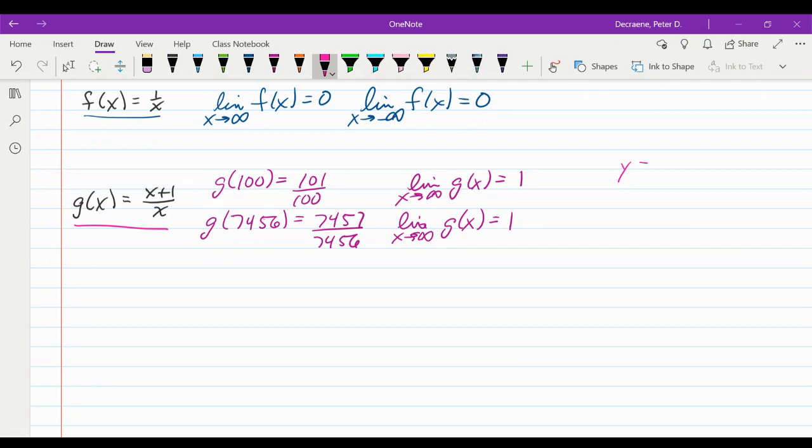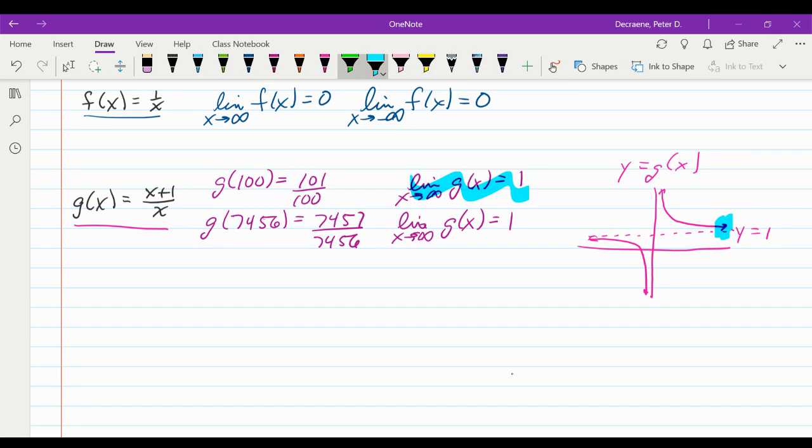If we were to graph y equals g of x on Desmos or our graphing calculators, we would notice there's an asymptote at y equals 1, and the graph looks something like this. It comes in two halves, and it goes like that. And we can see from the ends of the graph that the limit as x goes to infinity is 1, and over here the limit as x goes to negative infinity is also 1. But what happens at other places?